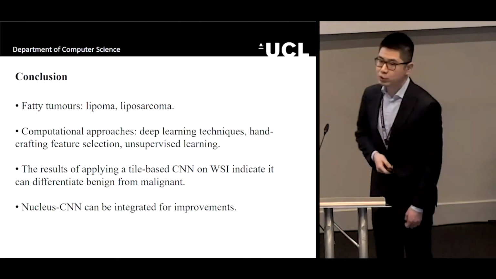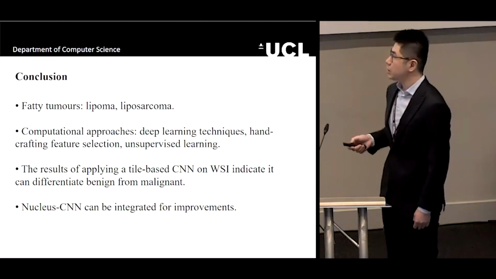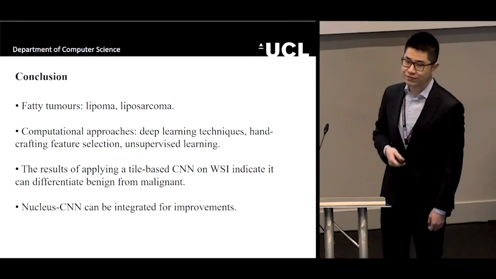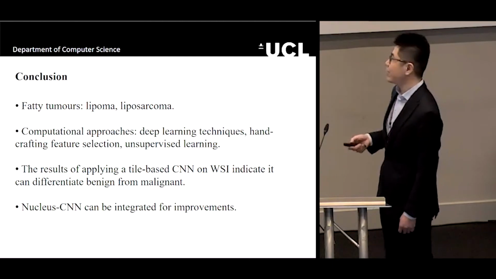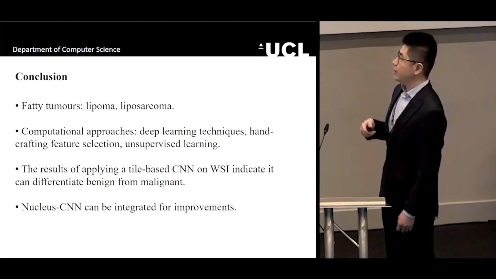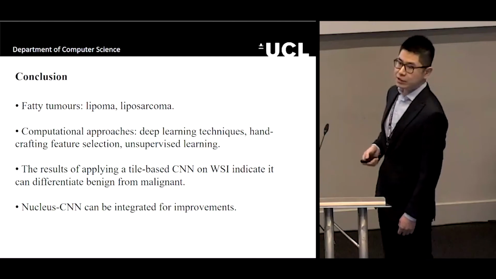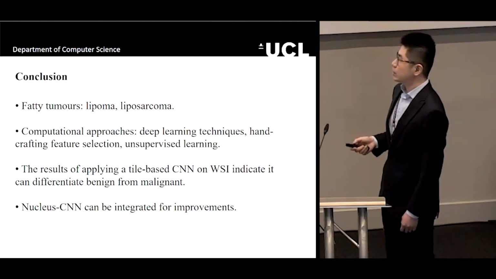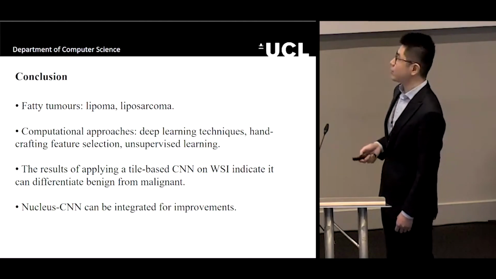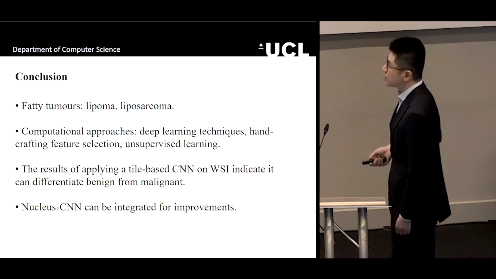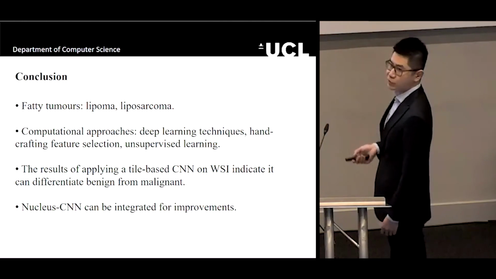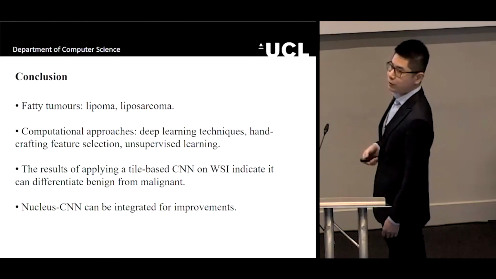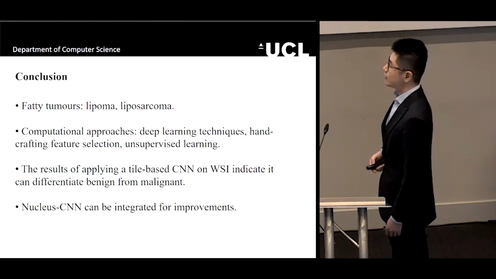For example, whether this workflow or algorithm does work on an external data set. So in conclusion, I'm doing a project on fatty tissues using a combination of computational approaches such as deep learning techniques and unsupervised learning. The current result shows the CNN and computational approaches do work to differentiate a benign lipoma from a malignant well-differentiated liposarcoma. And there is some future work which can give this workflow some improvement.